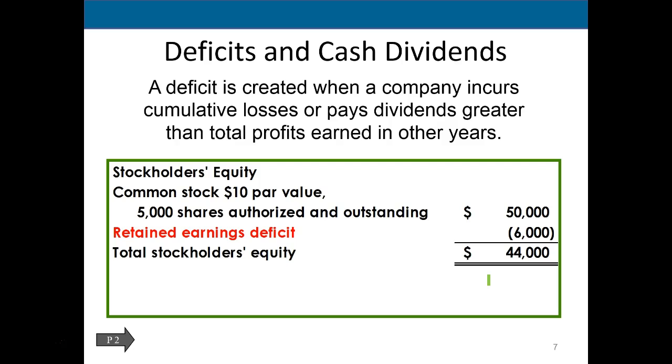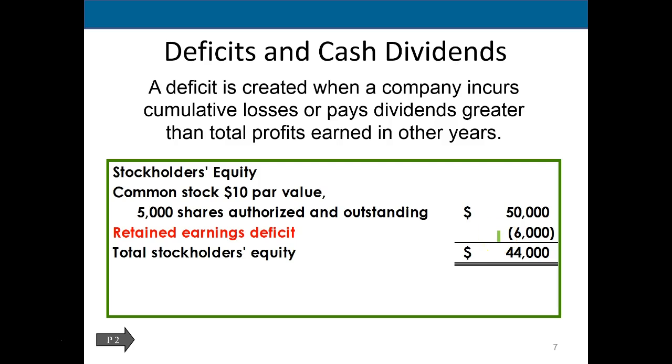So, deficits and cash dividends. A deficit is created when a company incurs cumulative losses or pays dividends greater than the total profits earned in other years. So we have the accumulation of revenue, which would be the retainment of income, right? Retained earnings. And it's possible for us to have losses that are greater than the retained earnings over the lifetime of the company. That would result in a negative retained earnings, a retained earnings with a debit balance.